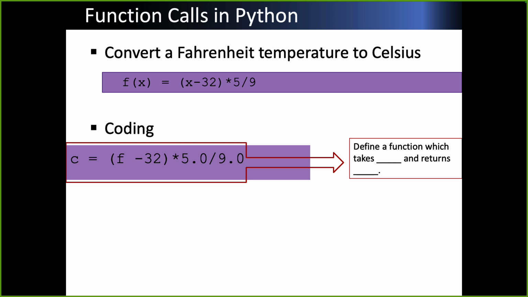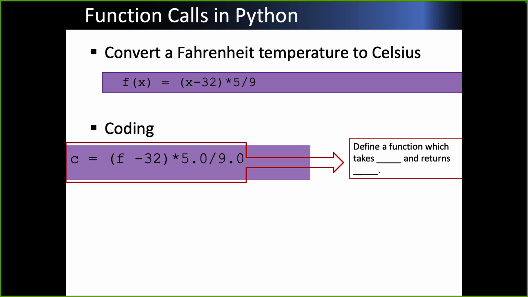So, for example, if we want to convert a Fahrenheit temperature to Celsius, then this is the formula. Given Fahrenheit temperature, we subtract 32, and then multiply by 5 over 9. So that is a computation. This is something that we know, right?